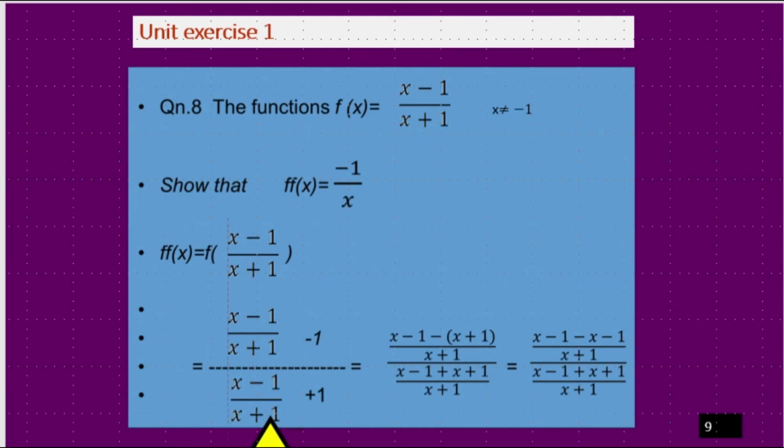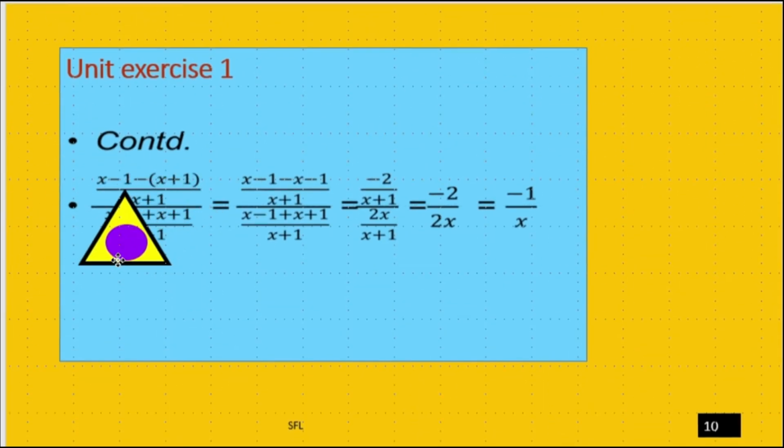plus 1. Simplifying, numerator: x minus 1, minus within bracket x plus 1, all by x plus 1. Denominator: x minus 1 plus x plus 1, divided by x plus 1. Here itself we can cancel the common divisor x plus 1. Same question continued. Numerator will be x minus 1 minus x plus 1 by x plus 1. Denominator x minus 1 plus x plus 1 by x plus 1.